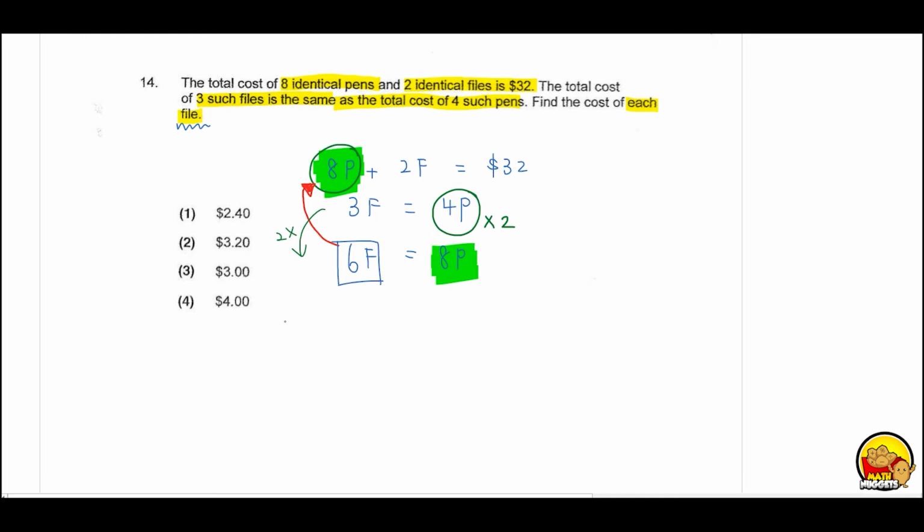So this tells me that 6 files plus 2 files equals $32, meaning 8 files is $32. And if we solve for 1 file, that's 32 divided by 8. That is $4. So the answer is option 4.